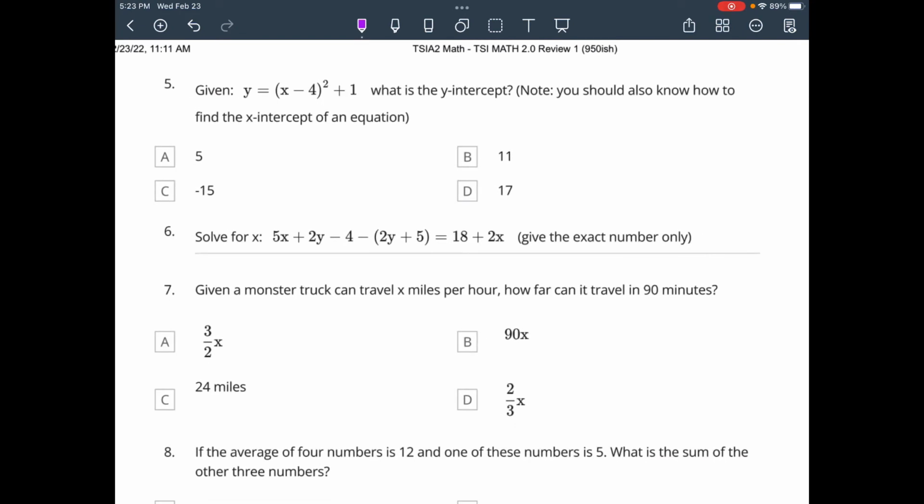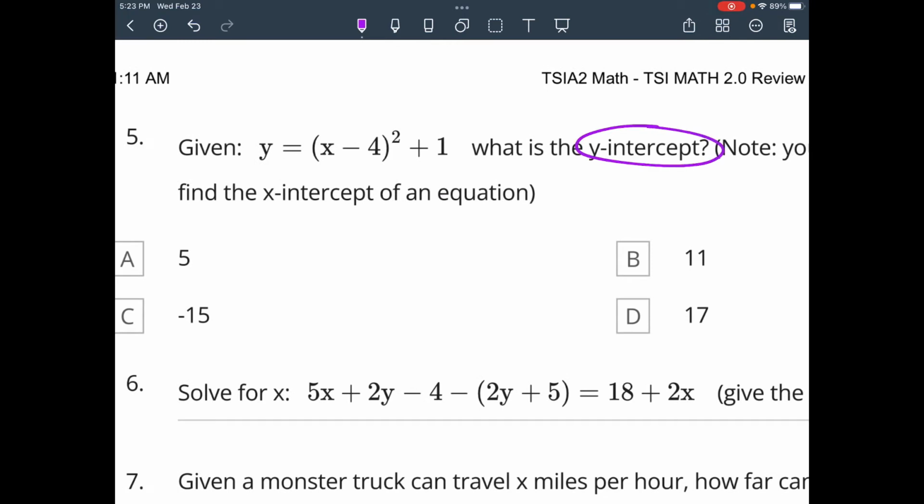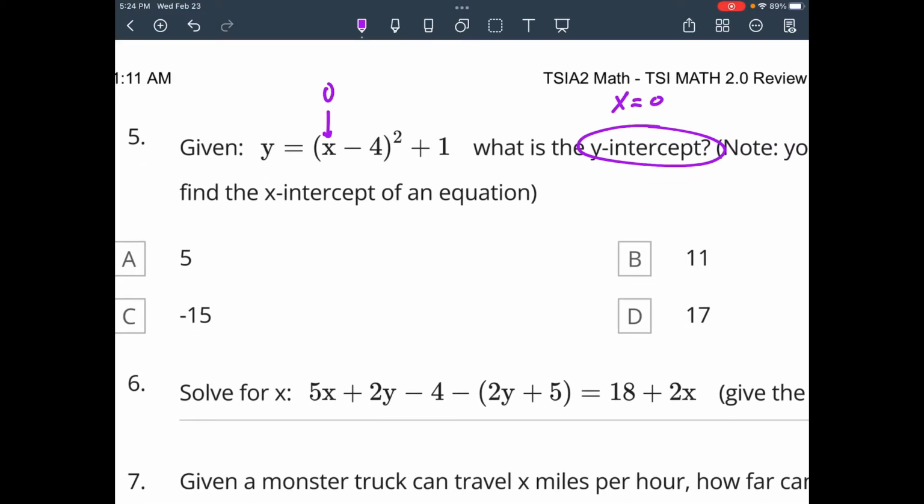Number 5. Given that y is equal to (x minus 4) squared plus 1, what is the y-intercept? Let's do that first. What is the y-intercept? Well, to find the y-intercept, x is 0. So everywhere you see an x, put 0. Put 0 right there. And then you solve. It's y is equal to (0 minus 4) squared plus 1.